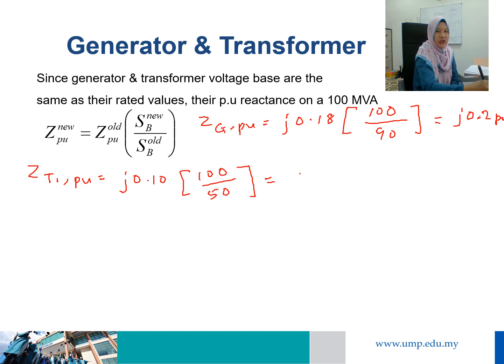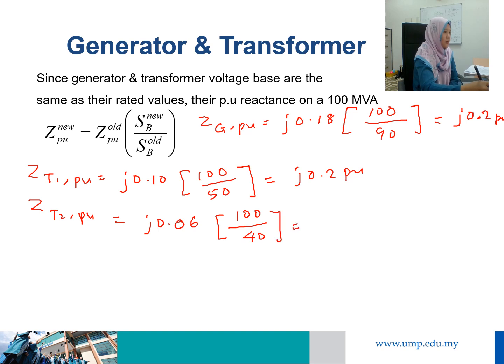So we get j0.2 PU. And then for transformer T2, the new per unit impedance is equal to j0.06 PU multiplied with 100 MVA divided by 40 MVA, which is equal to j0.15 PU.